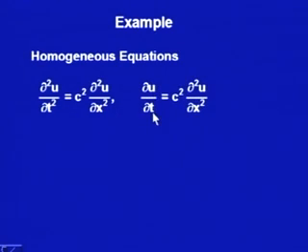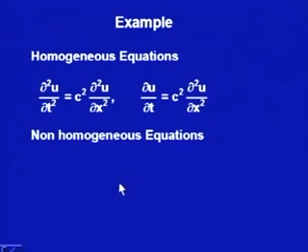Similarly, del u over del t is equal to c square times del 2 u over del x 2, that is, each term contains either the unknown function or its derivatives. We are not having any term here which is not containing u or its derivatives.